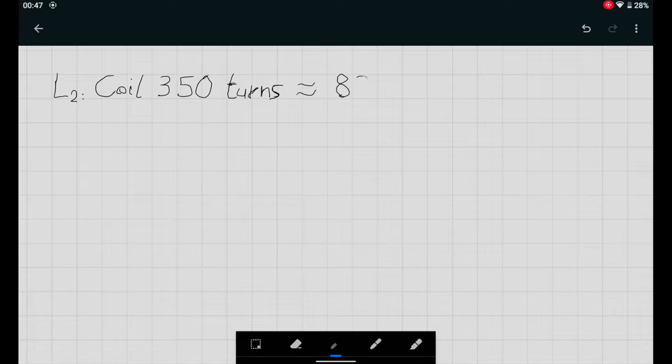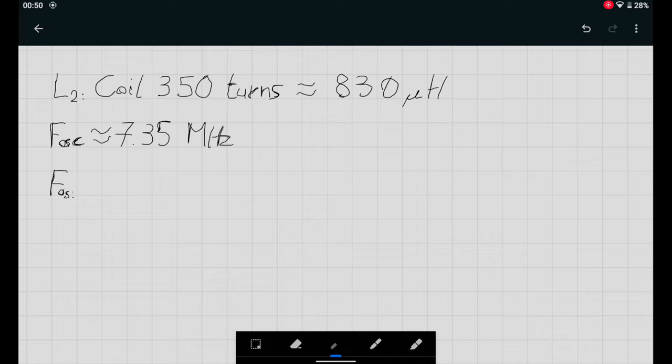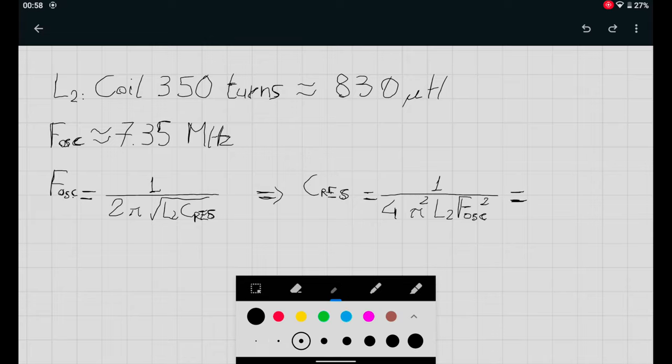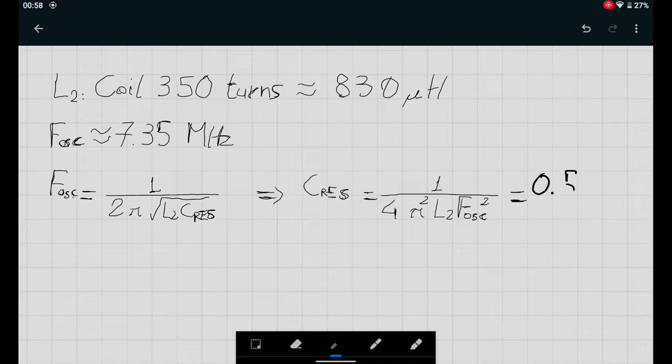Knowing that the inductance of the coil is about 830 microhenry and that the frequency is equal to 7.35 MHz, and using f = 1 over 2π√(LC), with the inverse formula we derive the parasitic capacitance. After all calculations, we find that the parasitic capacitance is equal to 0.56 picofarad.